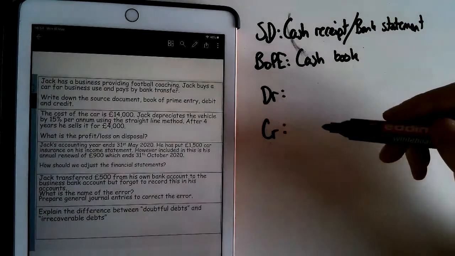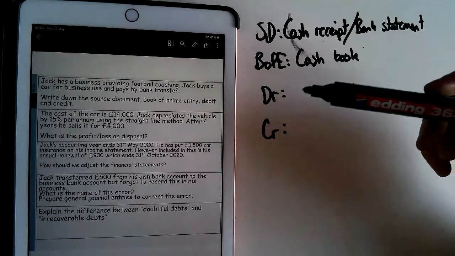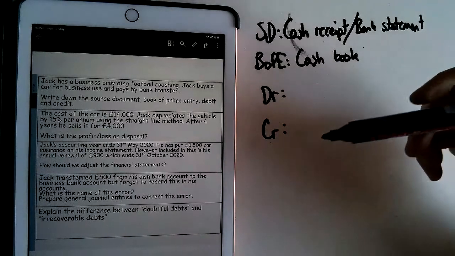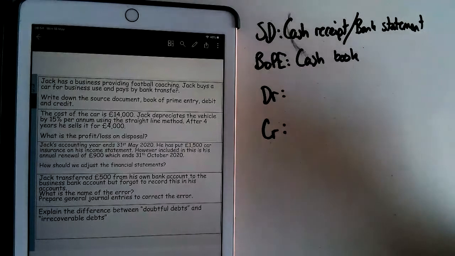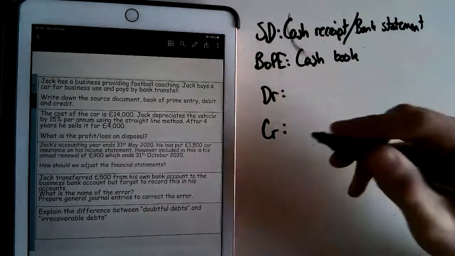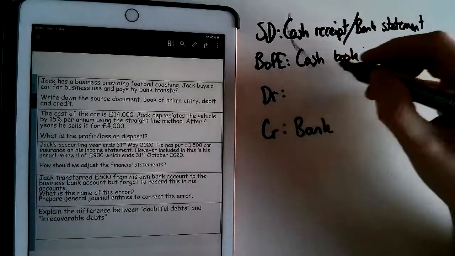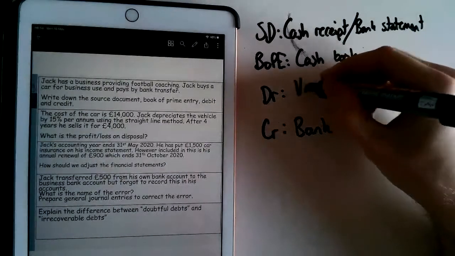Debit and credit, well, one would be the vehicles account, and the other one is going to be the bank account. Well, the bank is losing money, there's money going out of the bank, so that's the credit, and we're gaining an asset, so that's a debit. So vehicles.